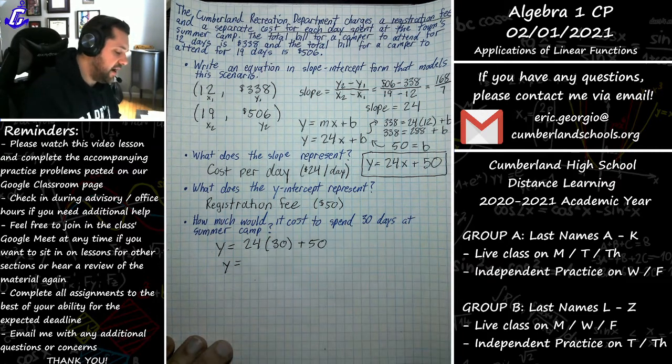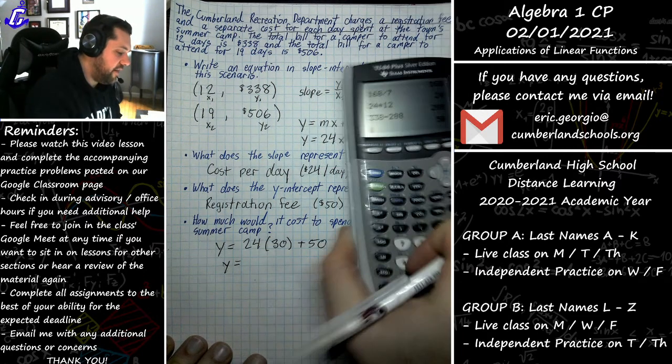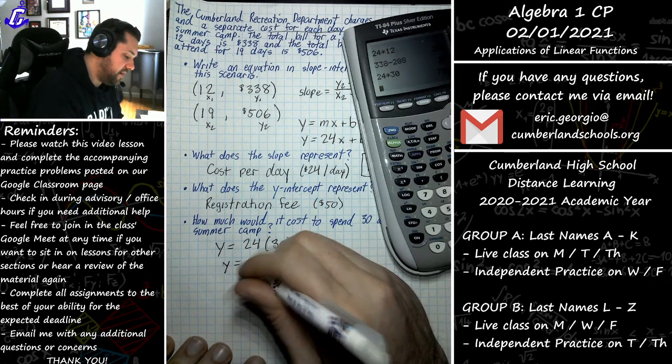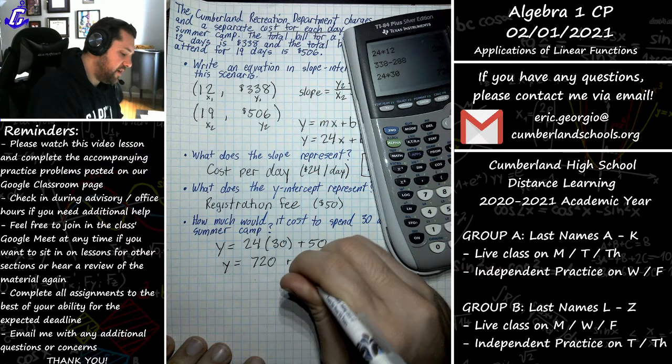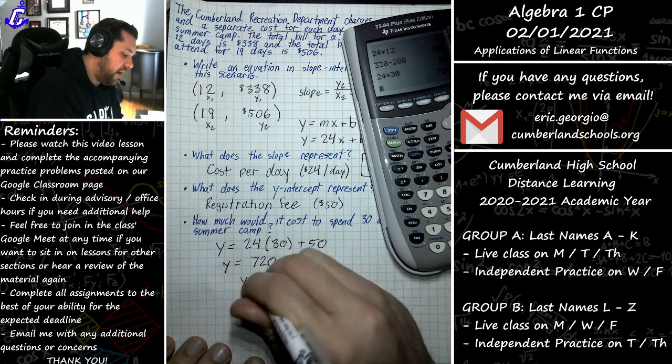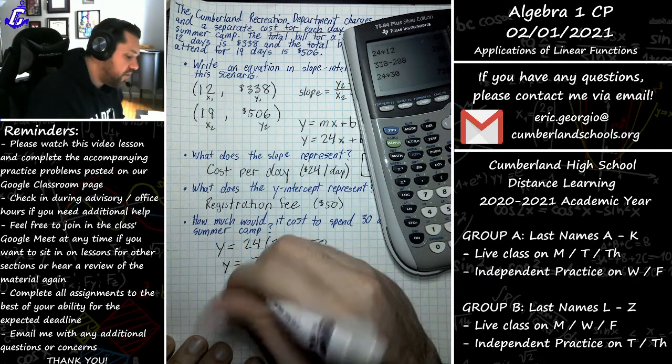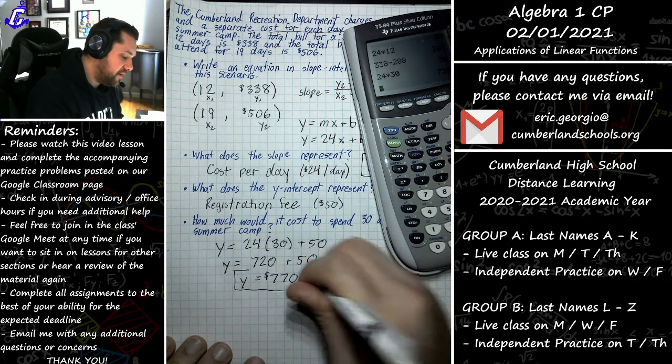Using a handy-dandy calculator here if you need it, I could say that 24 times 30, I think it's 720. It is. Okay, 720 plus 50. And so therefore, y would equal $770. So that's what it would cost to spend 30 days, just about a whole month, at summer camp.